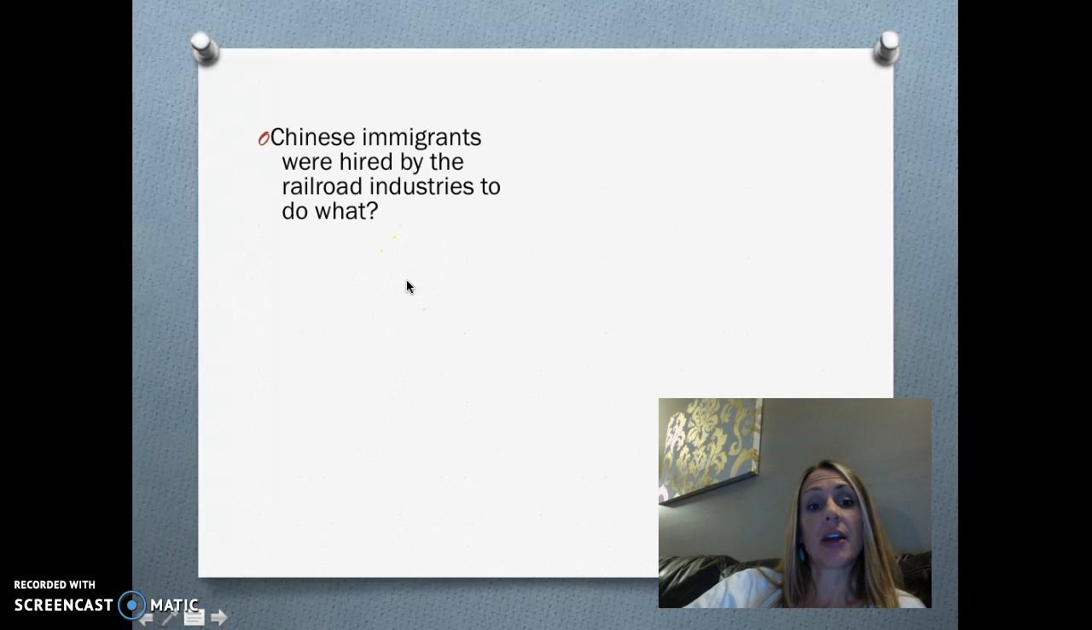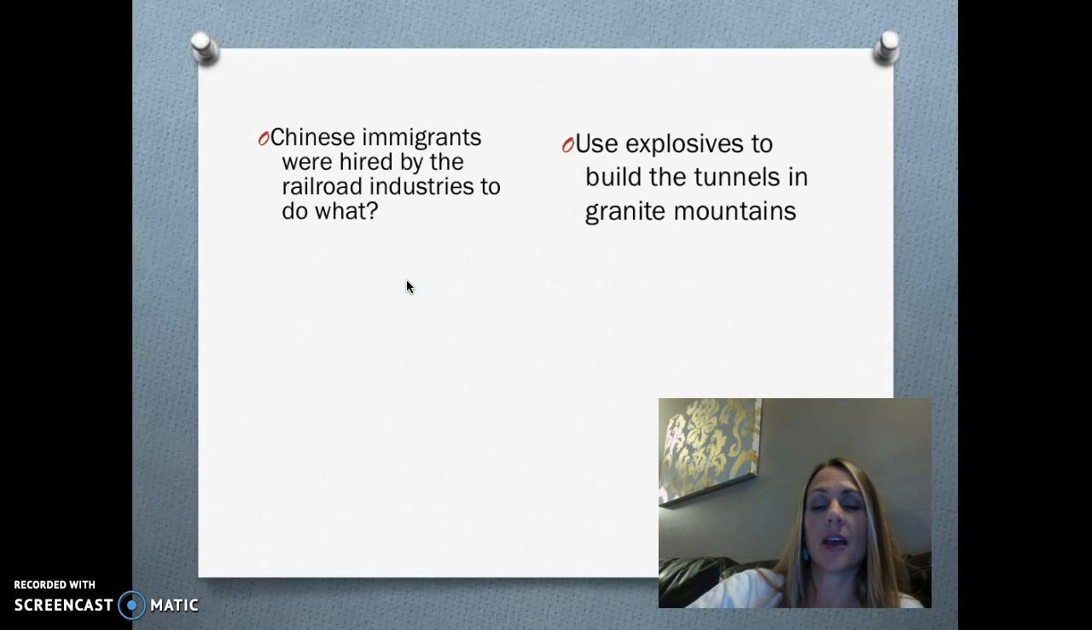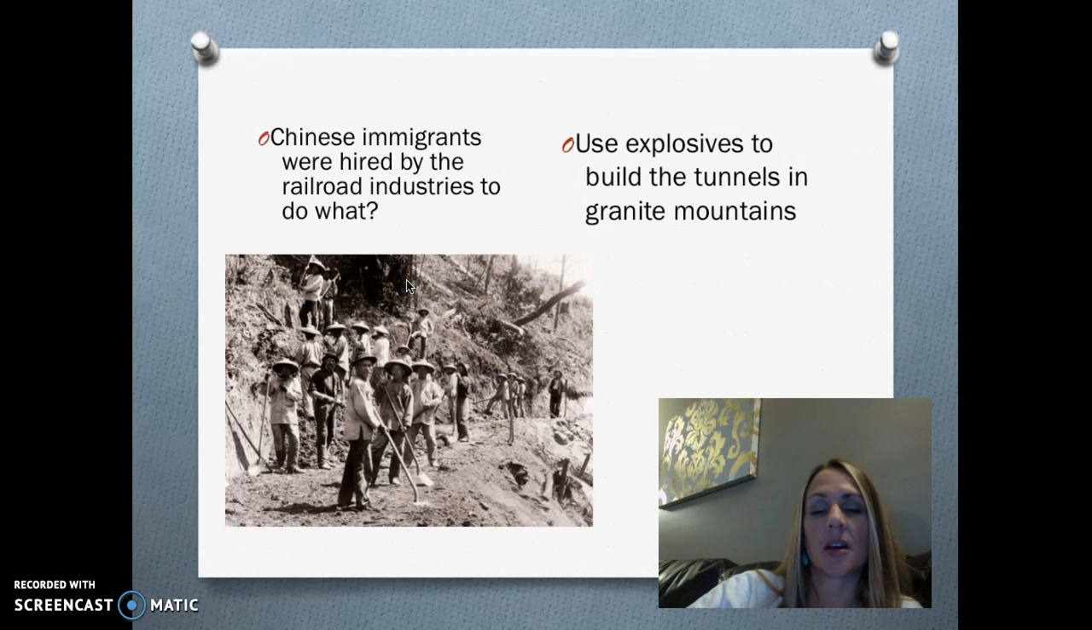Chinese immigrants were hired by the railroad industries to do what? We did talk about the fact that they were kind of given the dirty work. So they were given the explosives. They were the ones that went into the mountains and cleared the way for the tunnels, for the railroad track to be built.